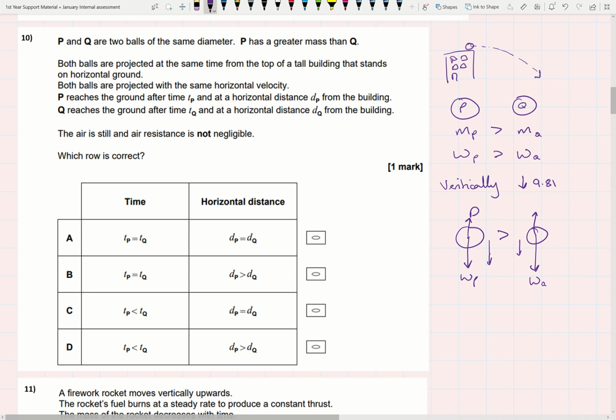Also, with a higher weight, the terminal velocity will be higher. So that means the time taken to fall, both accelerating and having a higher terminal velocity, so the time it takes for P to fall is going to be less than the time it takes for Q to fall. So that gives us either this one or this one, C or D.